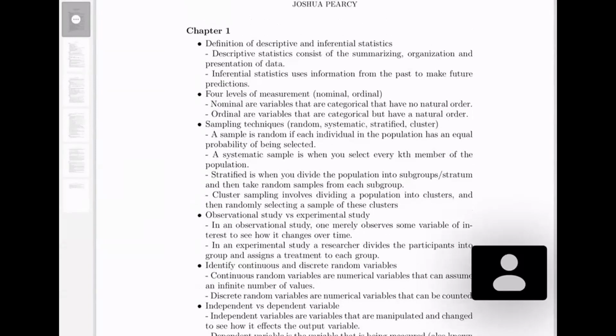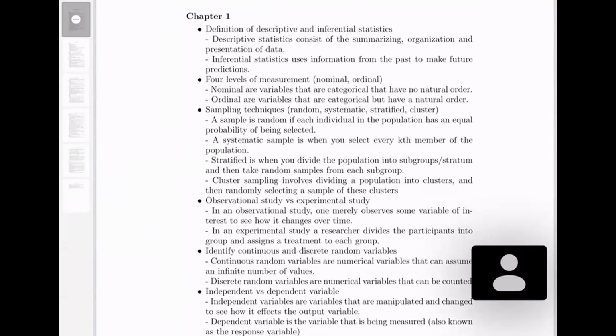Then the next thing we went over was sampling techniques, so how to take different samples. So the main ones we talked about were random, systematic, stratified, and cluster. So a sample is random if every person in the population of interest has an equal probability of being selected. So in this class, for instance, I could pick any one of you with the same probability, and it would be considered random. The next one was systematic. So that's when you select every nth member. So for instance, I would take every 5th student in this class and look at their final grades. So something like that would be considered a systematic sample.